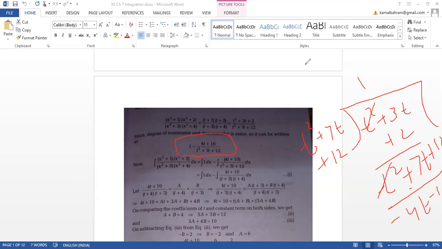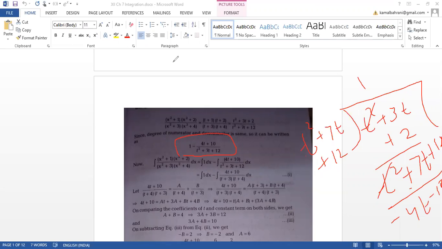Clear? And then 2 minus 12 will be minus 10. So 12 ones are 12 we are having here, and this is your 2 only. So 2 minus 12 will be minus 10. You will get minus 4t minus 10.